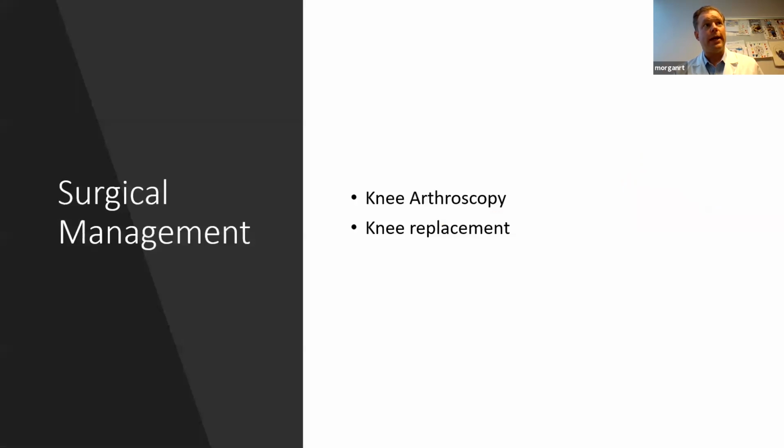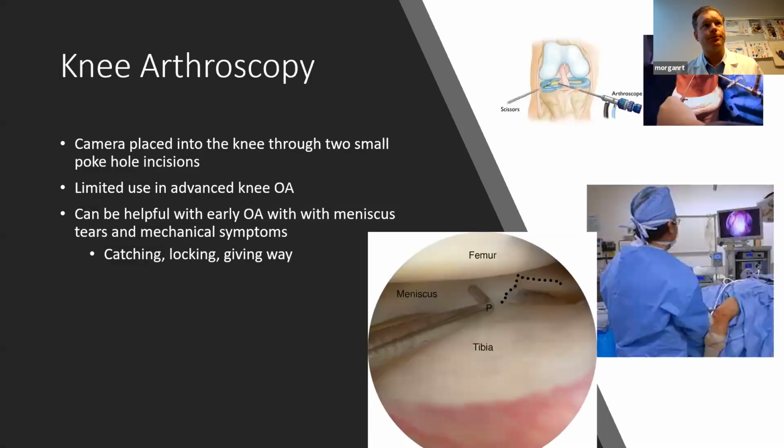All right, so we've done all that, but unfortunately, pain is still persisting. So now we have to talk about what surgery options are. And those are mostly going to be a knee arthroscopy or a cleanup or a knee replacement. So in knee arthroscopy, a camera is placed into the knee through 2 small incisions, but it has limited use in knee arthritis that's advanced.